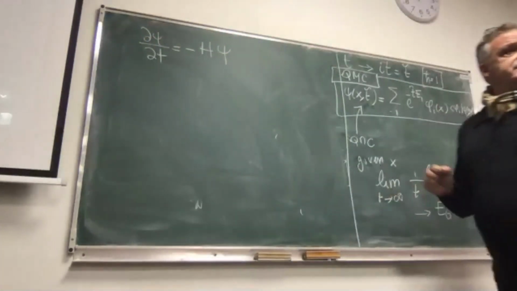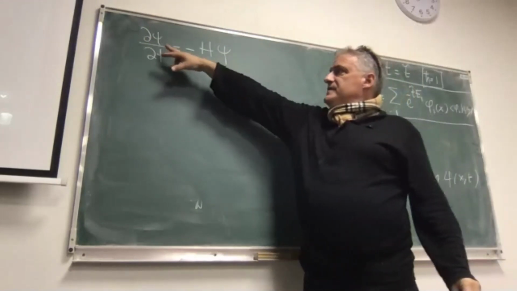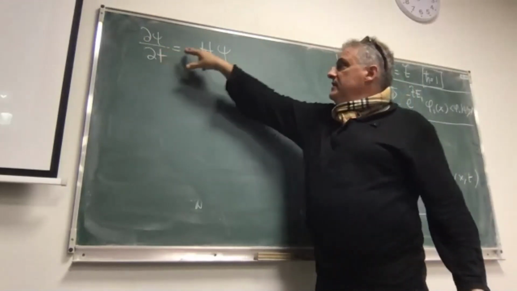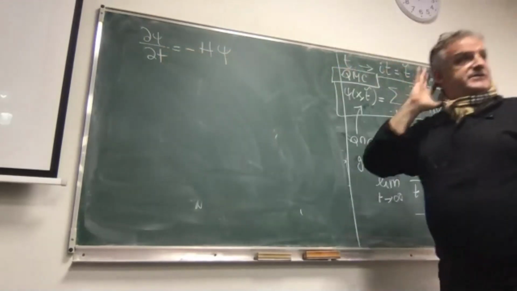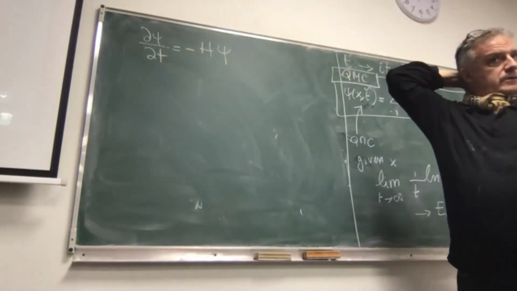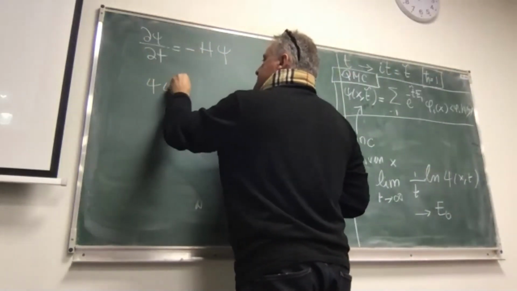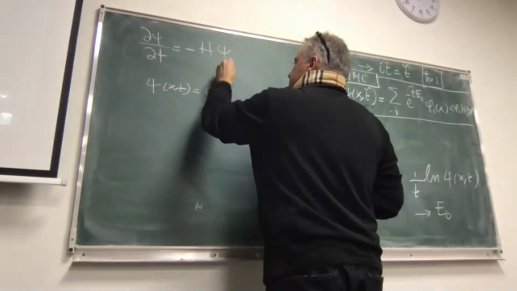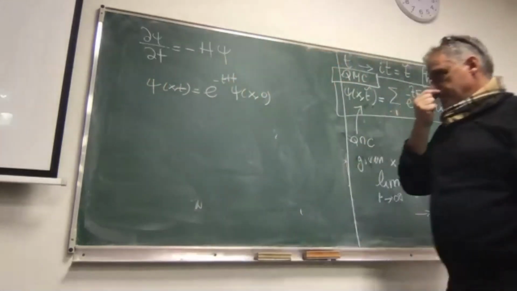In the new time, imaginary time, my time-dependent Schrodinger equation now is the derivative of psi with respect to t equal to minus H psi. It's trivial. You just replace that in the original equation. And the solution is, of course, exponential of minus t H applied to the starting wave function.